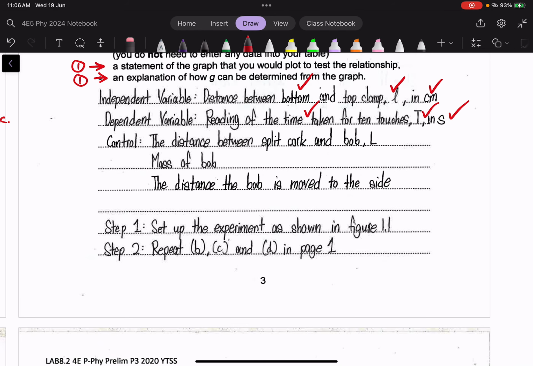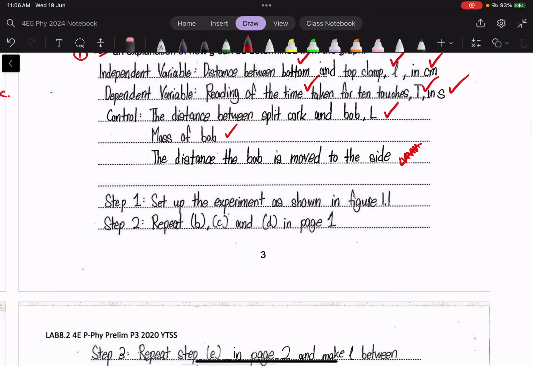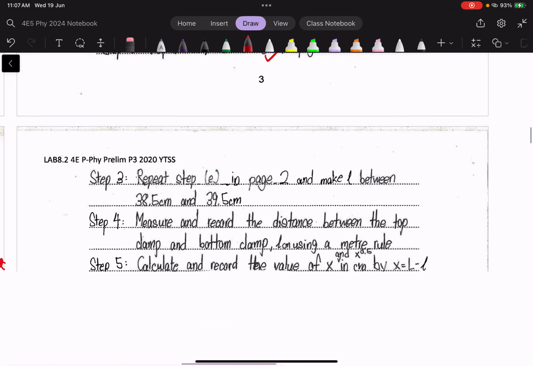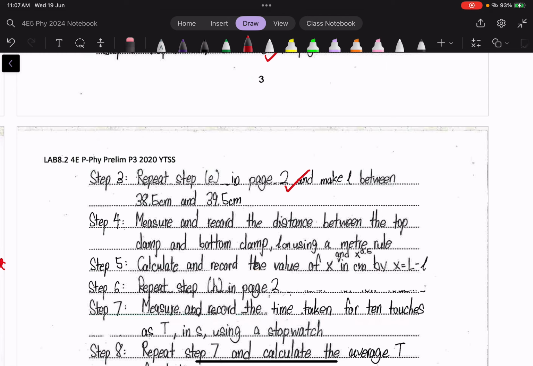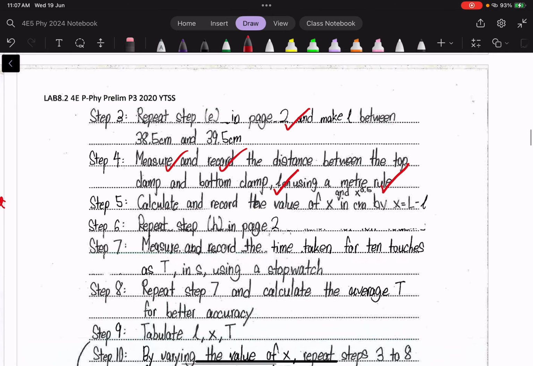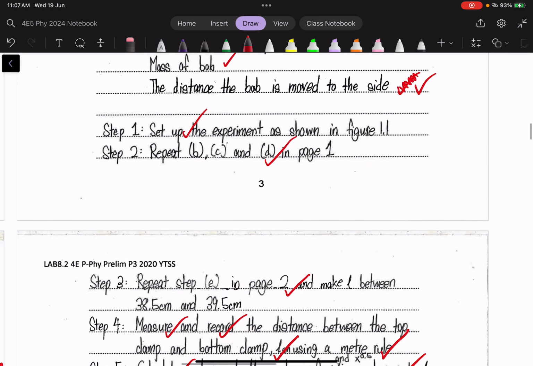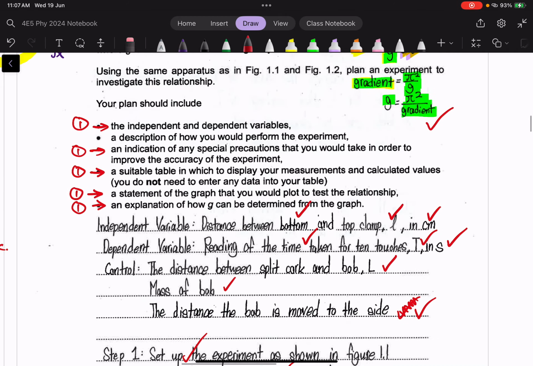Very good. This one writes down the control. All correct, the control. This one no need, but if you want, you can also give. Set up, repeat the step. Measure and record small l using meter rule. Very good. Calculate x with the expression. Repeat the action step. Measure and record big T, what you need, equipment. Very good. Calculate average T. This is the precaution. So precaution can. Very good.